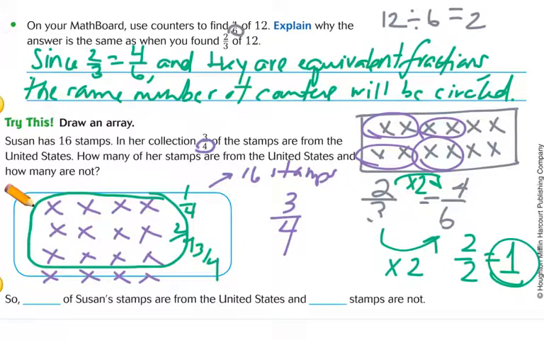So let's count how many that we have here. 4, 8, 12. So, boys and girls, 12 of Susan's stamps are from the United States, and 4 stamps are not from the United States.